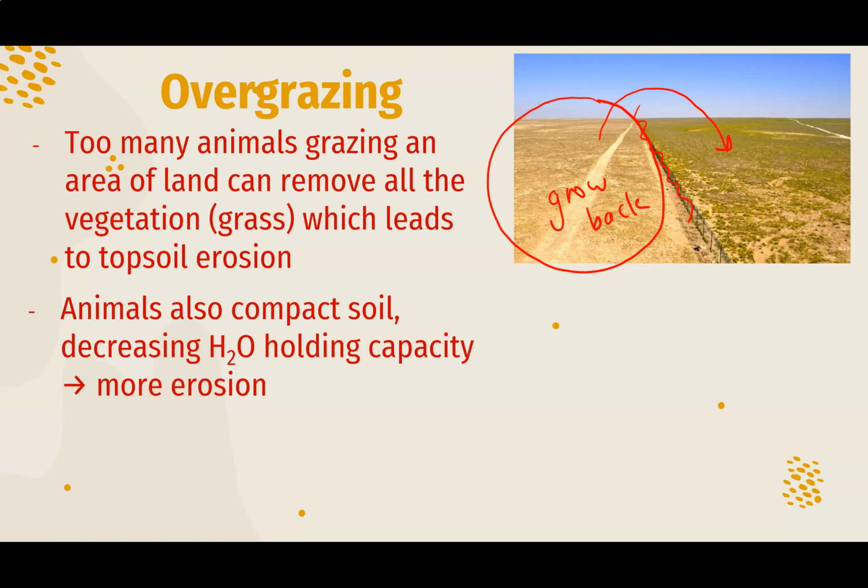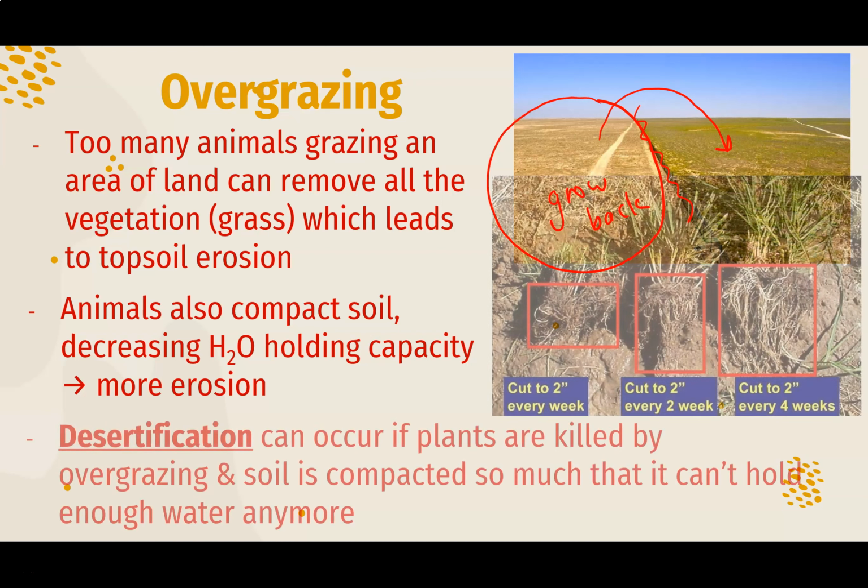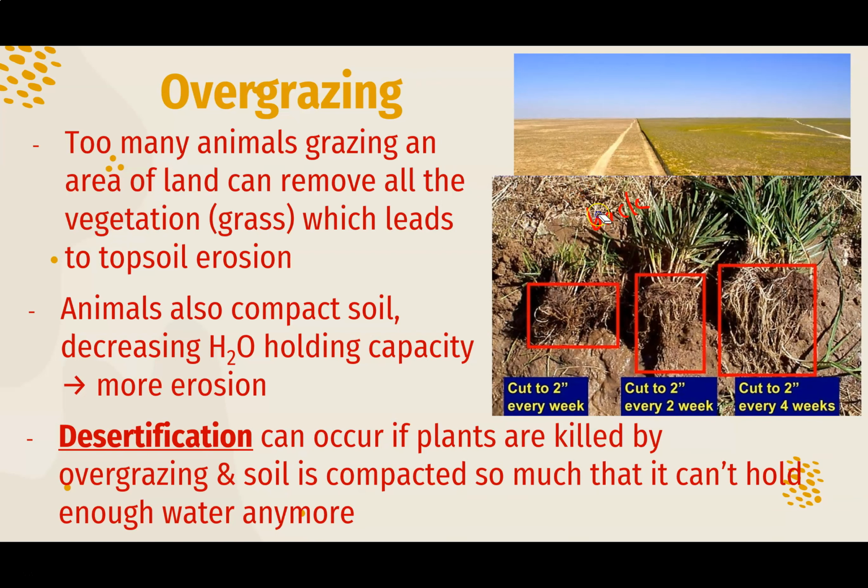In the event that there are too many animals walking at one time, they can actually compact the soil, which we will learn about later. And when dirt is packed down, it doesn't have the ability to hold water as well. Because it can't hold the water as well, when it does rain, it just literally runs off, leading to more erosion. And what could happen, and this is strange, but if they eat too much and it doesn't rain, you're going to have what's called desertification. This happens when the plants are killed by overgrazing and the soil is compacted. And when it rains, the water doesn't have a chance to sink in.